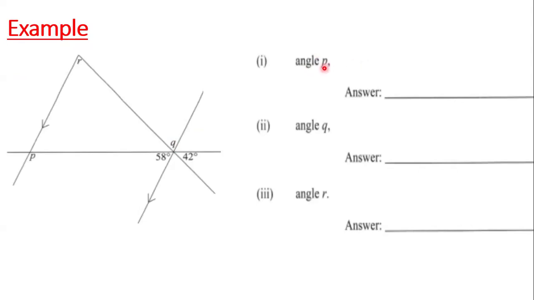So we have to figure out what is angle P, angle Q, and angle R. Definitely write this down in your book, and make sure you draw this image. So notice that we have this line, and we also have this line.